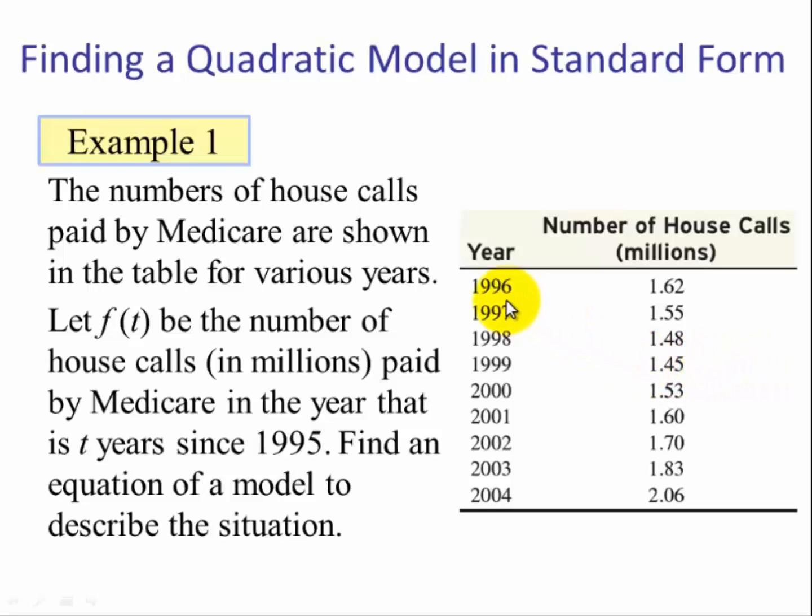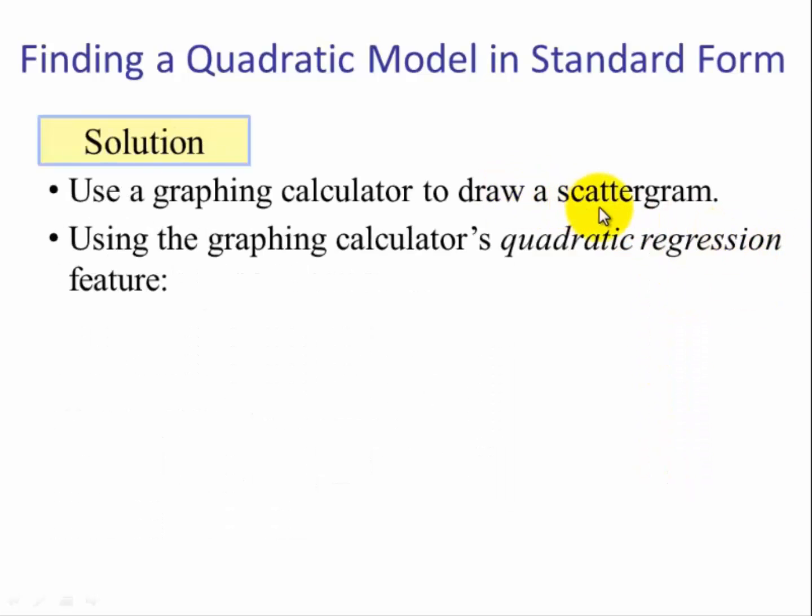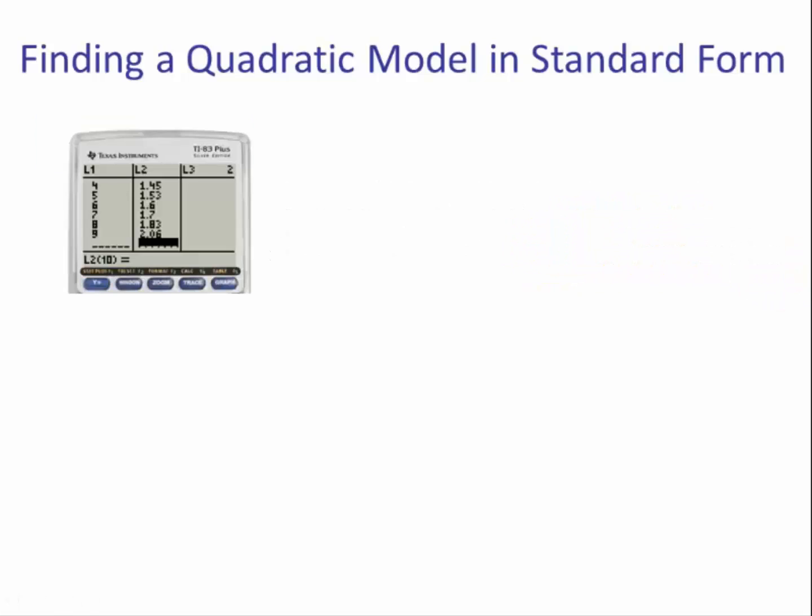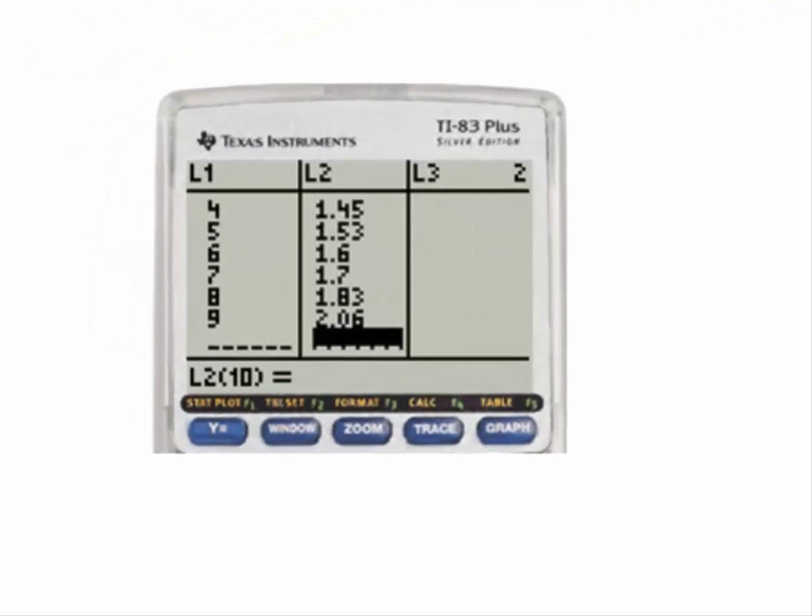Our first step is to compute the value of t and put that in list 1. So for 1996 this will be 1. 1997, t will be 2. Then we put the number of house calls in list 2. Then we want to draw the scattergram or the scatter plot, and then we will use what's called the graphing calculator's quadratic regression feature. So t goes in list 1, house calls go in list 2.